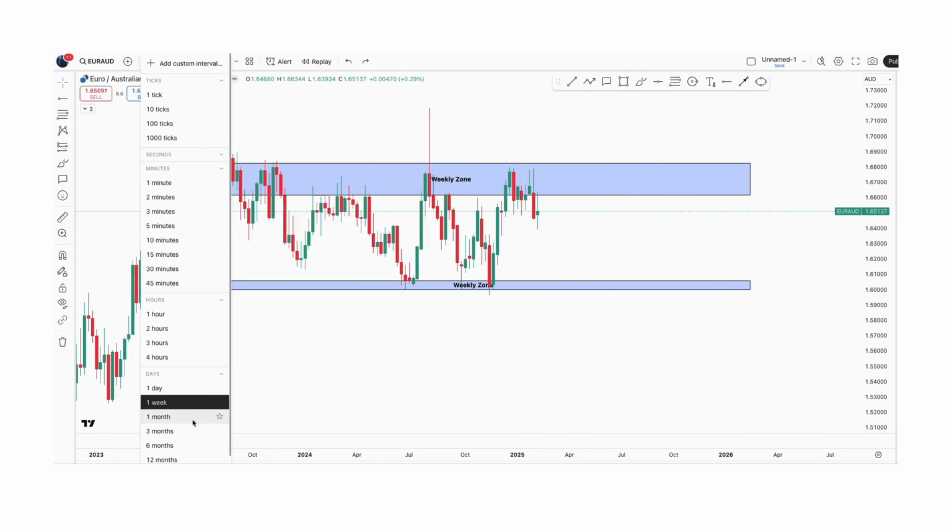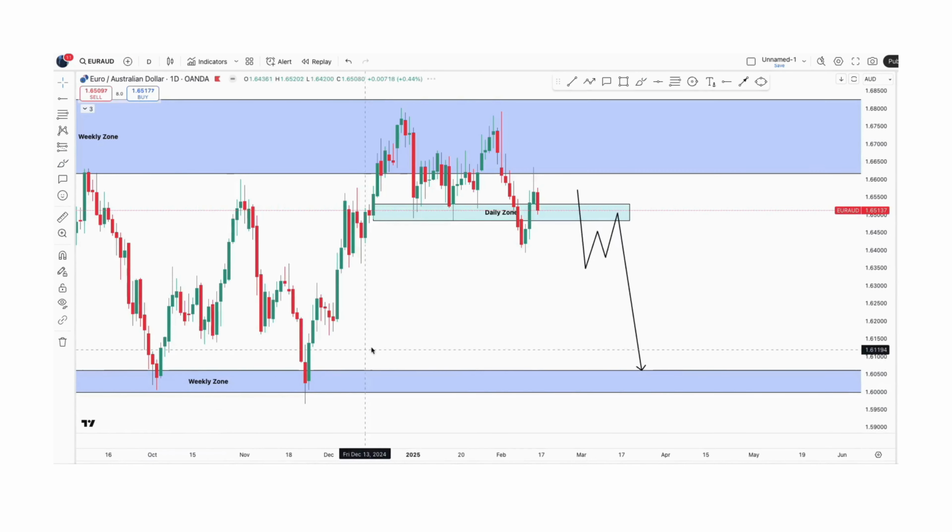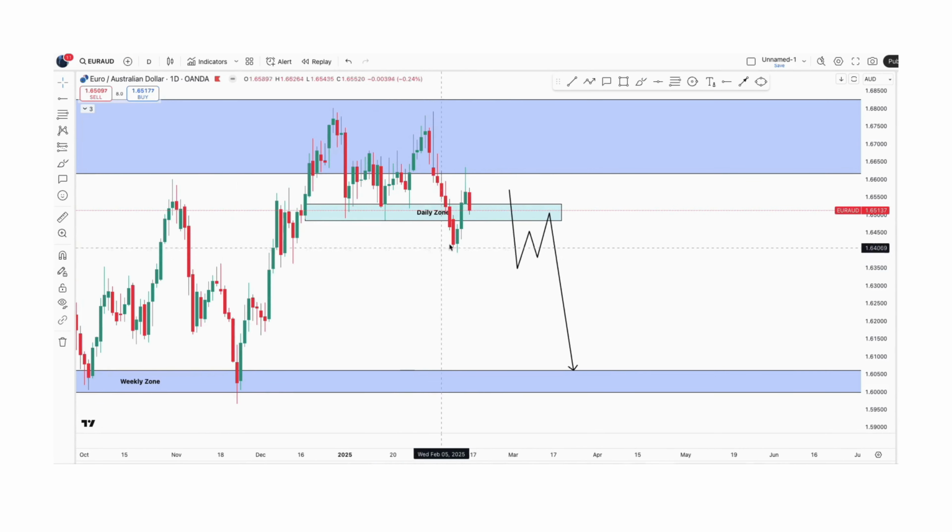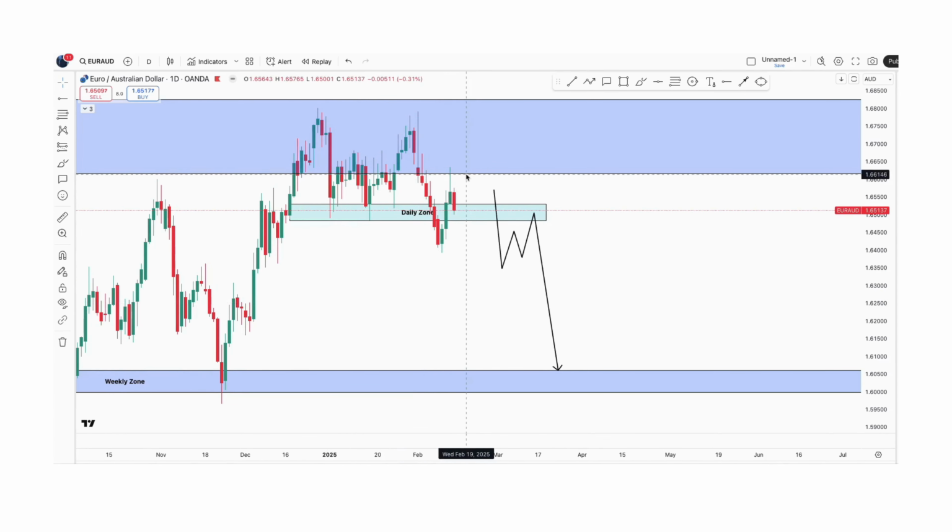Dropping this down to the daily time frame, where I like to look at my current structure, we can see that price failed to break down here and maintain, but we are breaking back down potentially this week. So what I'll wait for is a closure back below this low and a retest back here on the 4-hour time frame to take a short opportunity back down to that weekly support. And that's going to be Euro AUD going into this week.